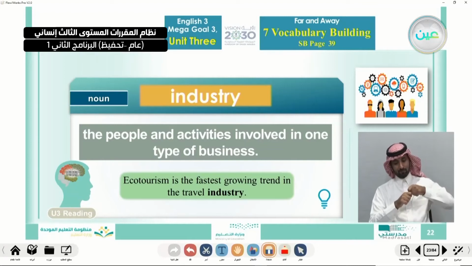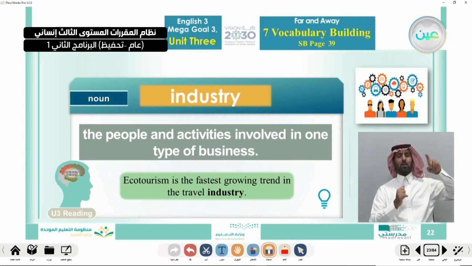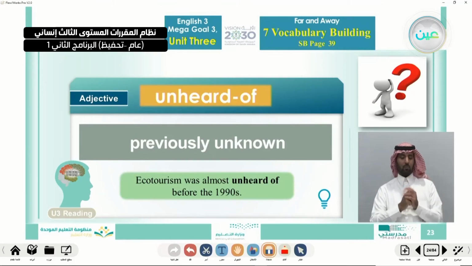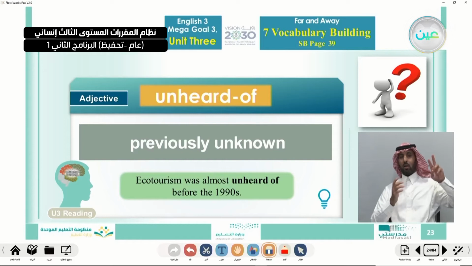Okay, industry. What's the meaning of industry? Industry means صناعة. So how can you say it in English? You say the people and activities involved in one type of business. How do you find it in the passage? We say ecotourism is the fastest growing trend in the travel industry. Okay, unheard of. This is an adjective, صفة, and it means previously unknown.